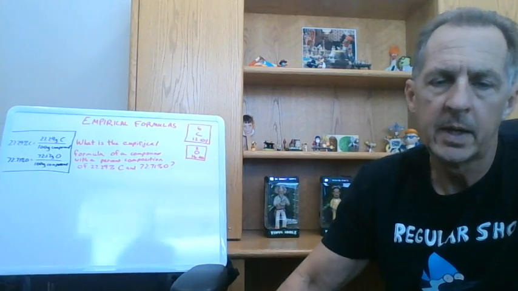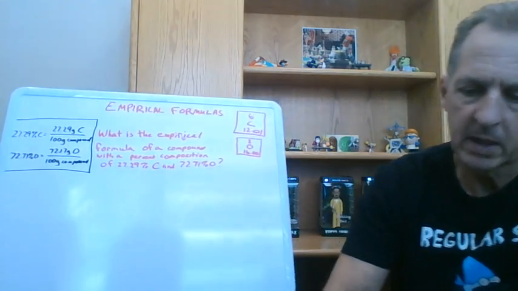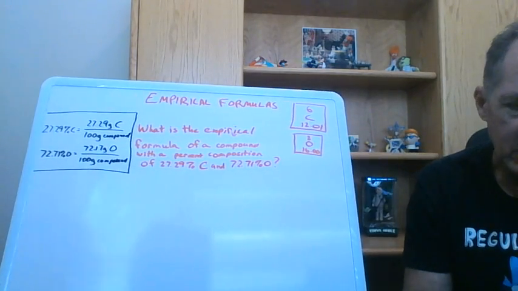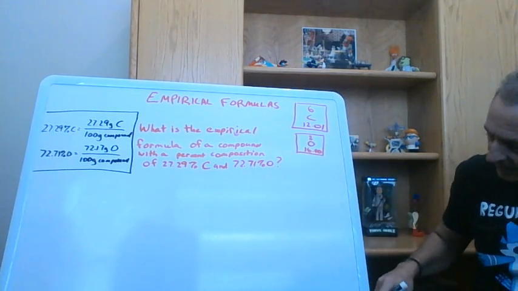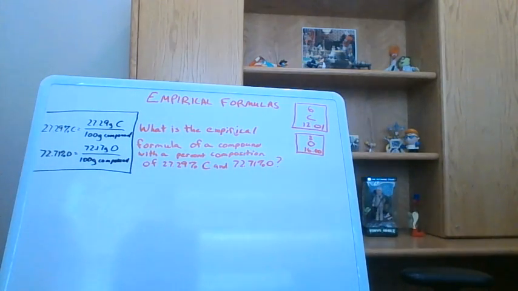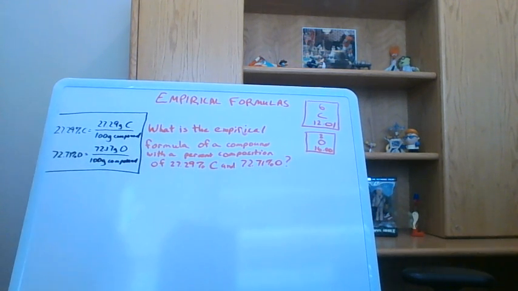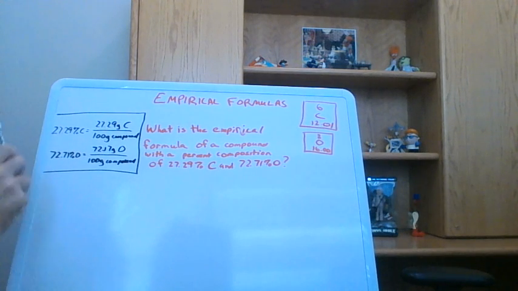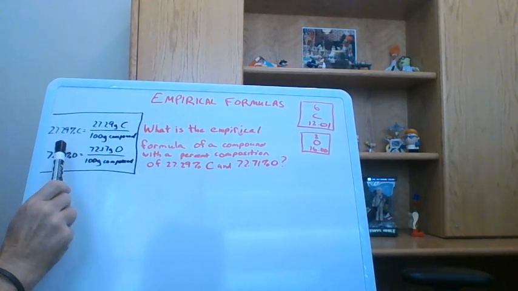All right, let's look now at an empirical formula type calculation. So remember, empirical formula is the smallest ratio that those elements appear in a compound. So if we have a question like this, what is the empirical formula of a compound with a percent composition of 27.29% carbon and 72.71% oxygen? So remember that the percent is the part out of the whole.